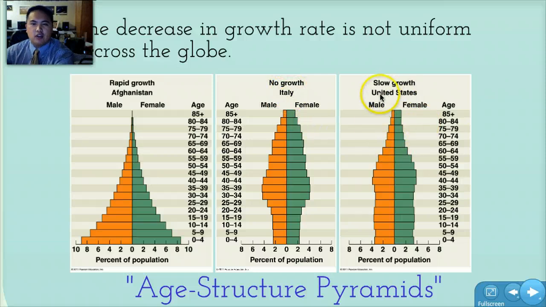And then if it flattens itself out even more, the bottom is still a little bit bigger than the top. See how I have this little glut in the middle, and then small at the top and small at the bottom? That's telling me there's no growth. In this one, I have a pyramid that has a wide base. It's wider than this one. So this is slow growth to no growth, like the United States.